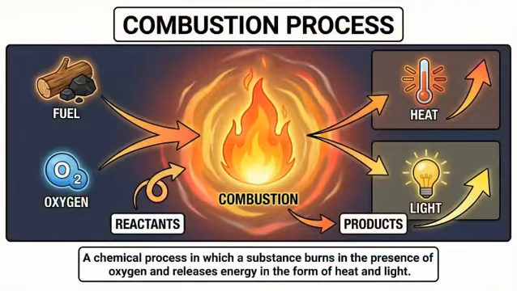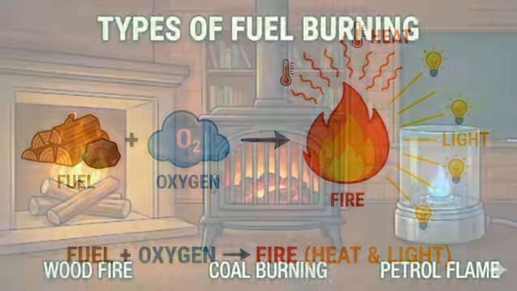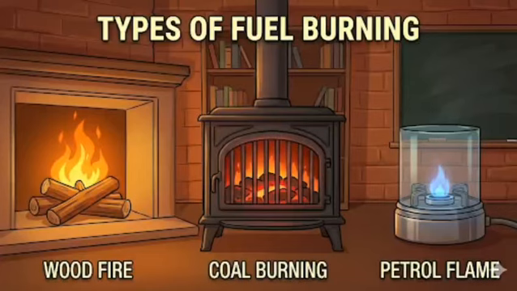What is combustion? Whenever something burns, a special chemical process takes place. This process is called combustion. Combustion is the process in which a substance burns in the presence of oxygen and releases energy in the form of heat and light. For example, burning of wood, burning of coal, burning of petrol, burning of a candle. All these are examples of combustion.